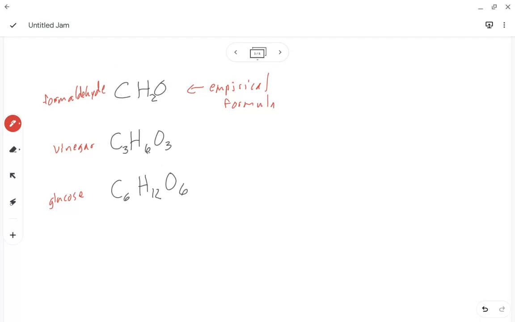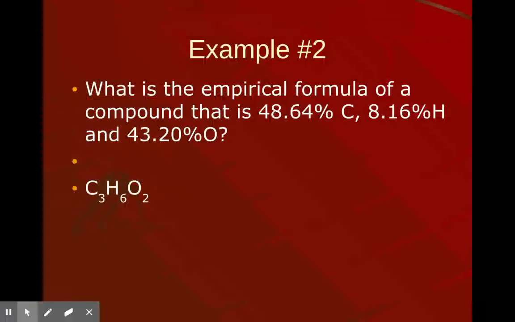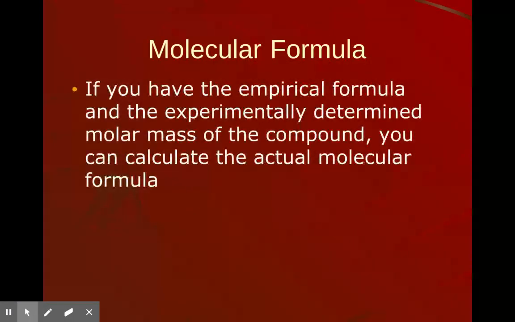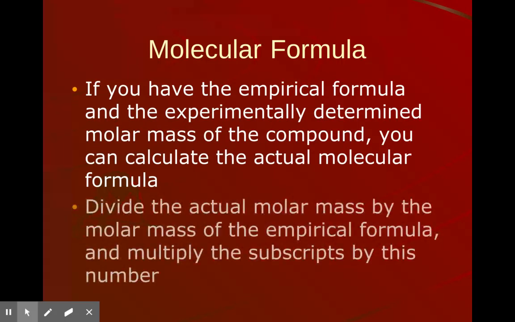So we need another data point to get us the actual chemical formula we're looking for, and that is the molecular formula. If you have the empirical formula and the experimentally determined molar mass of the compound, you could calculate the actual molecular formula of the compound. The way you do that is you divide the actual molar mass by the molar mass of your empirical formula, and multiply the subscripts by that number. Now that seems complicated, and I'll explain what I mean. It's really not that hard.